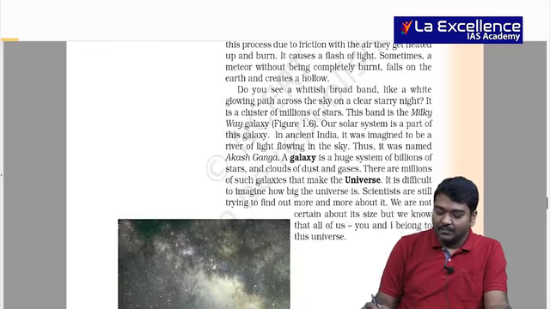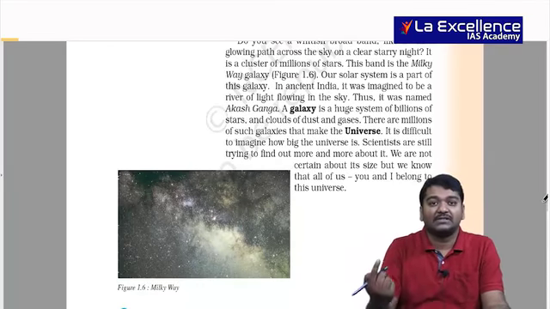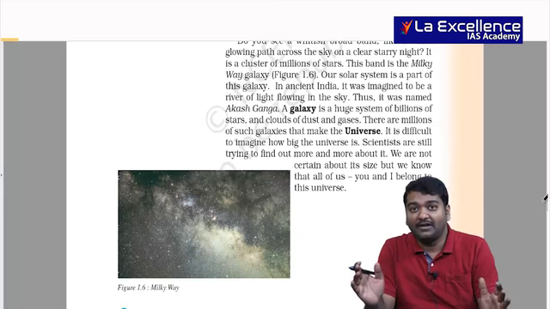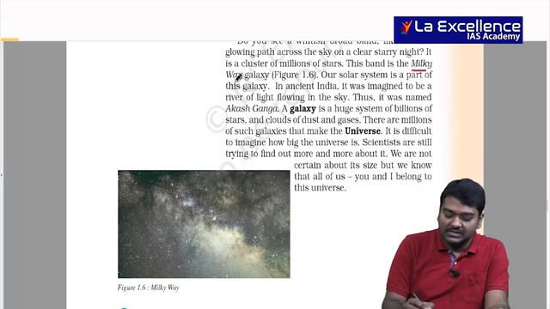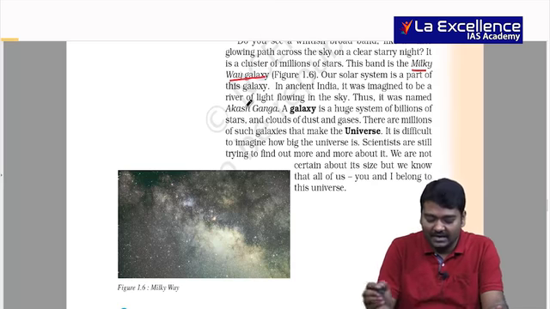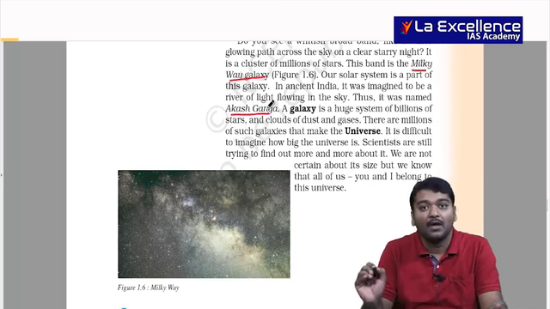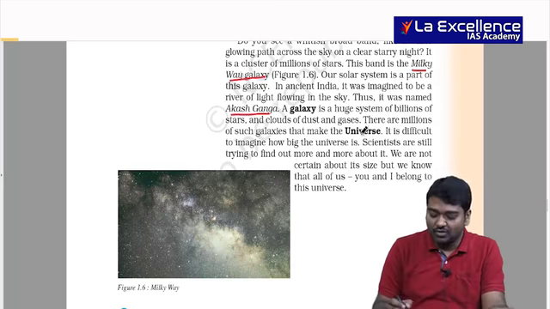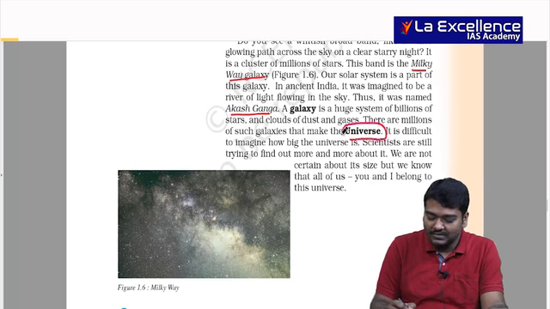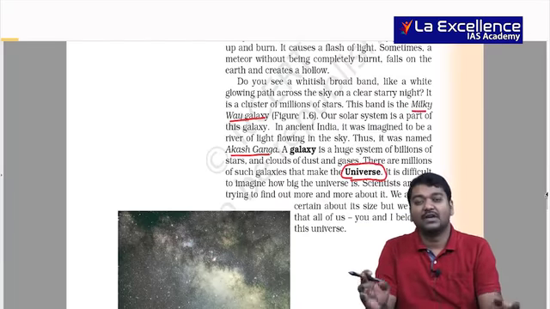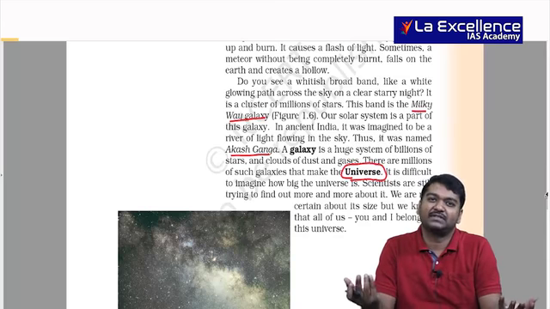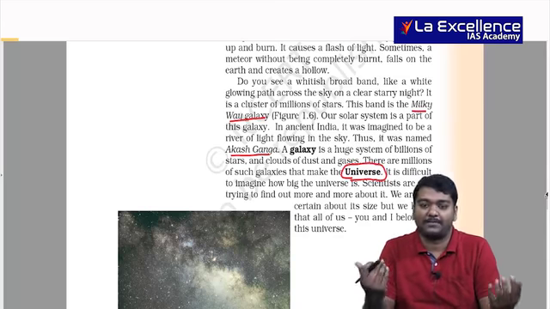And then the entire stars are again divided into galaxies, and our solar system is present in the Milky Way galaxy or Akash Ganga, and multiple galaxies usually form the universe, right? So these are some of the important things that you need to see with respect to this chapter.